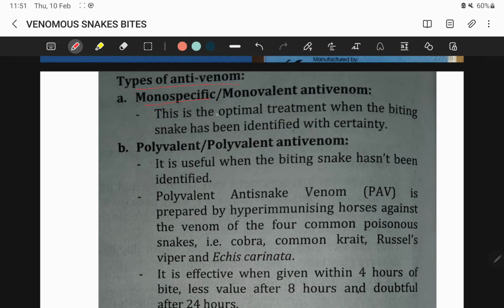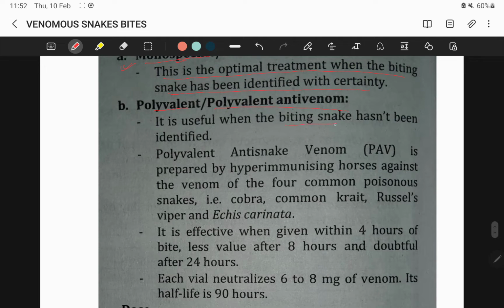Types of antivenom. Monospecific is the optimal treatment when the biting snake has been identified with certainty. Very specific, right? If a person is bitten by a king cobra, you have to give the monospecific antivenom. Polyvalent antivenom is useful when the biting snake hasn't been identified, so it has a higher range.